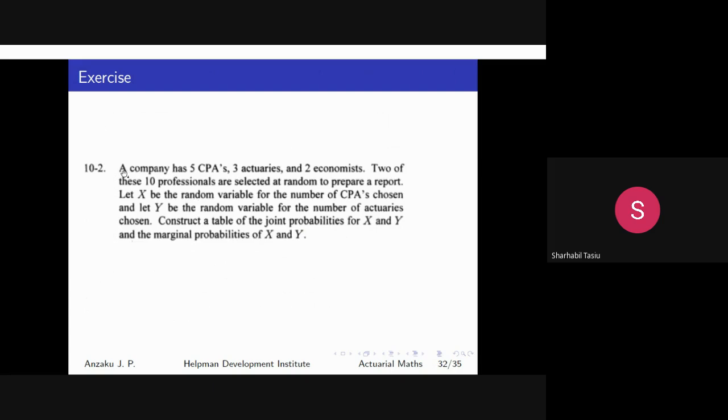So here, let me quickly read through the exercise. It says a company has 5 CPAs, 3 actuaries, and 2 economists. Two of these 10 professionals are selected at random. So here, if you add all of them, you have 10: 5 plus 3 plus 2, 10. So two of these professionals are selected at random to prepare a report. Let X be the random variable for the number of CPAs chosen, and let Y be the random variable for the number of actuaries chosen. We're considering bivariate, remember? Construct a table of the joint probabilities for X and Y and the marginal probabilities of X and Y. So we'll see that in the next class.